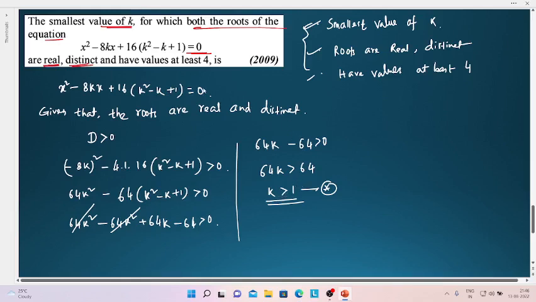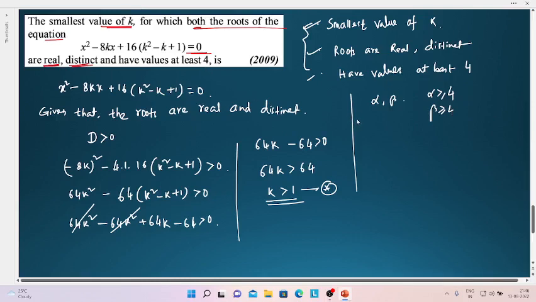So here it is given that these roots have values at least 4. So if alpha and beta are the two roots, then alpha should be greater than or equal to 4 and beta should be greater than or equal to 4. I mean at least 4. I mean the roots will be either 4 or more than 4, right?